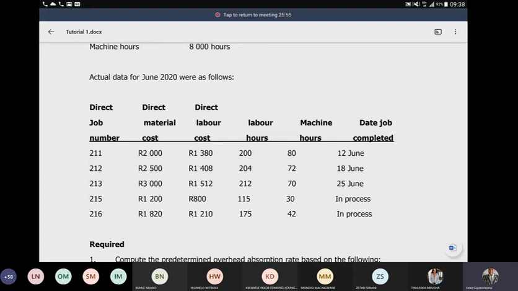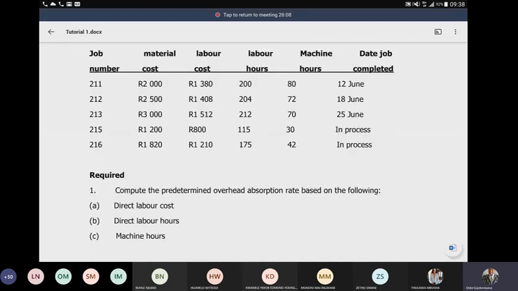And then this is what is required of you. The first one: compute a predetermined absorption rate based on the following: direct labor cost, direct labor hours, machine hours. Now this one takes you back to chapter what? If you remember, chapter 5.